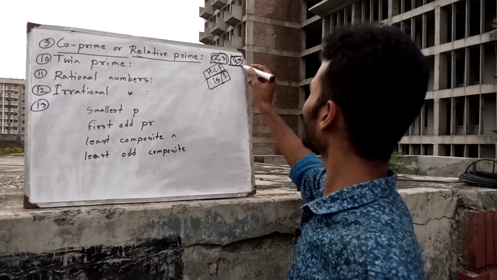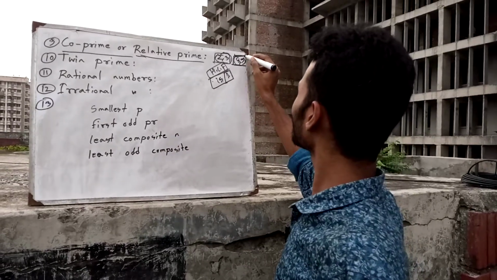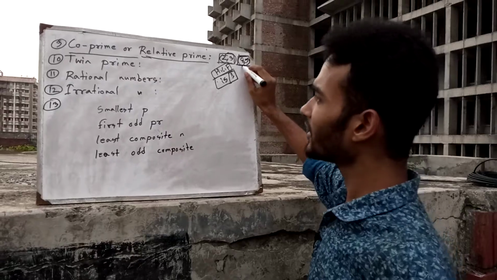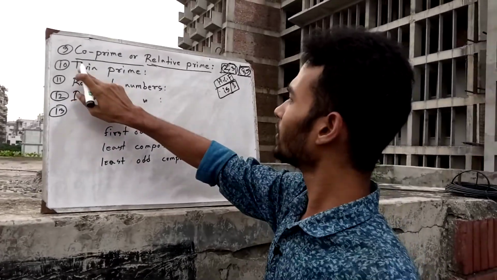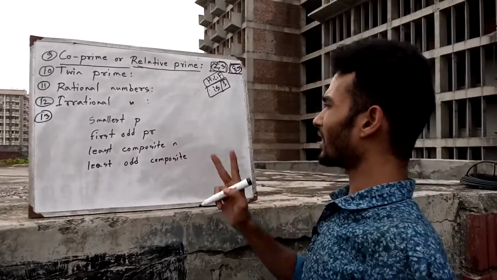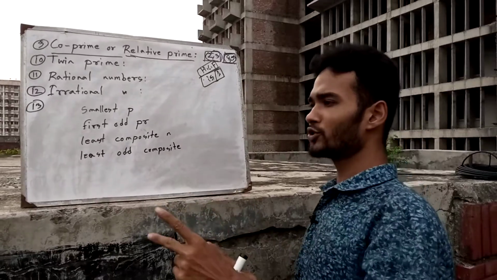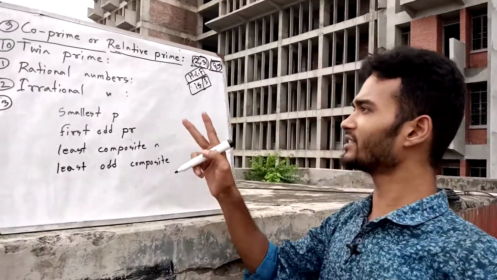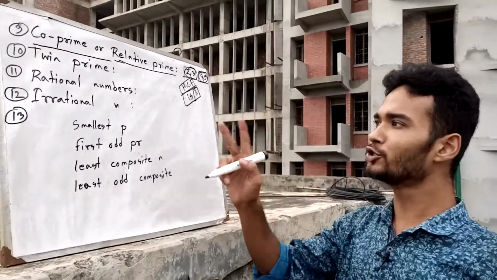So we can call 8 co-prime with 9 and 9 is co-prime with 8. Then go for twin prime. Twin primes are those prime numbers whose difference is 2.